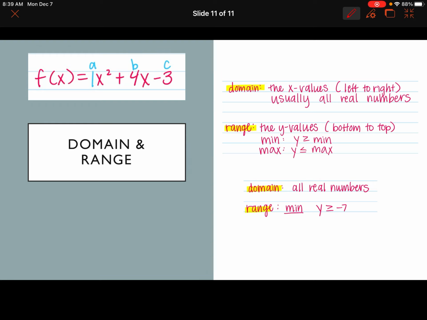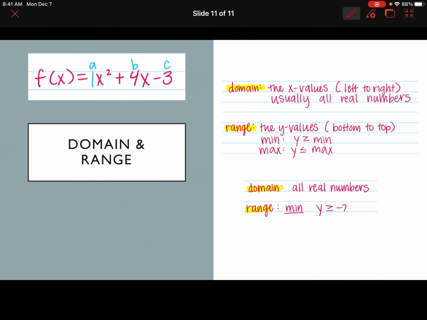And last but not least, we have the domain and the range. So for domain, you're going to look at the x values, so the ones from the left, the ones to the right, and usually it's all real numbers. Let's see why. So if we have our graph here, and the parabola looks like this, if you go to the left, it's going all the way to the left, and if you go to the right, it's going all the way to the right. So it's kind of like end behavior that we did a couple weeks ago. So it's all the real numbers.